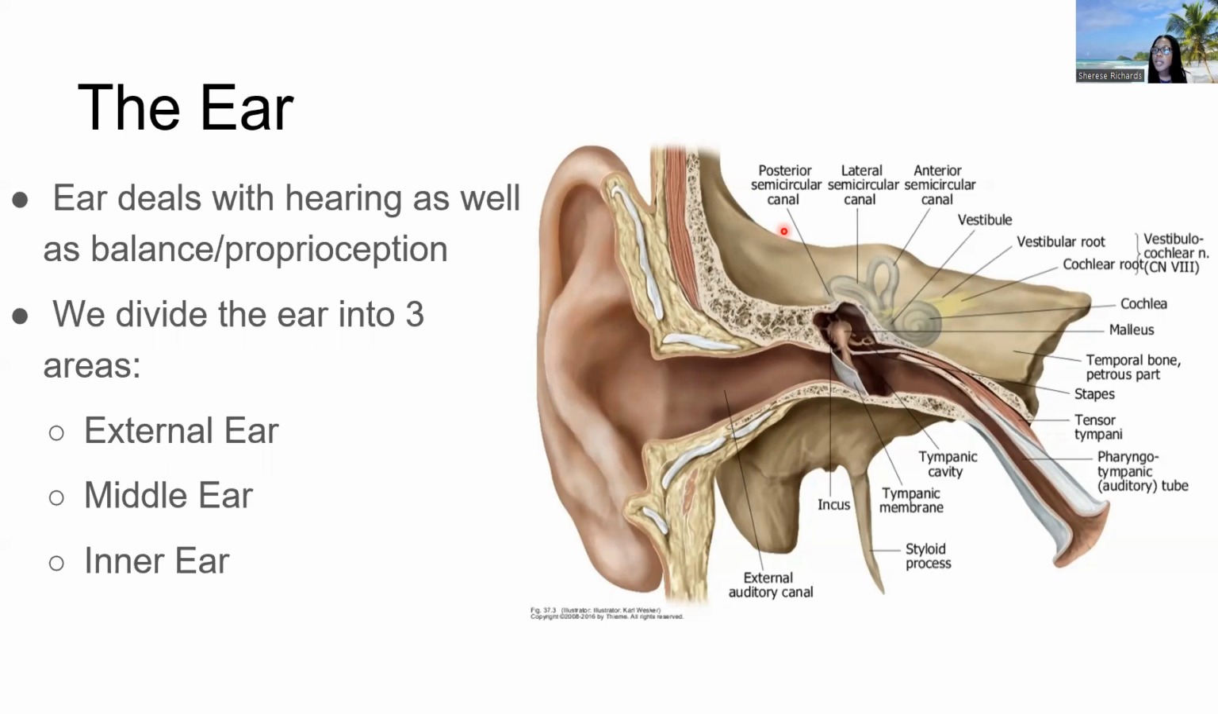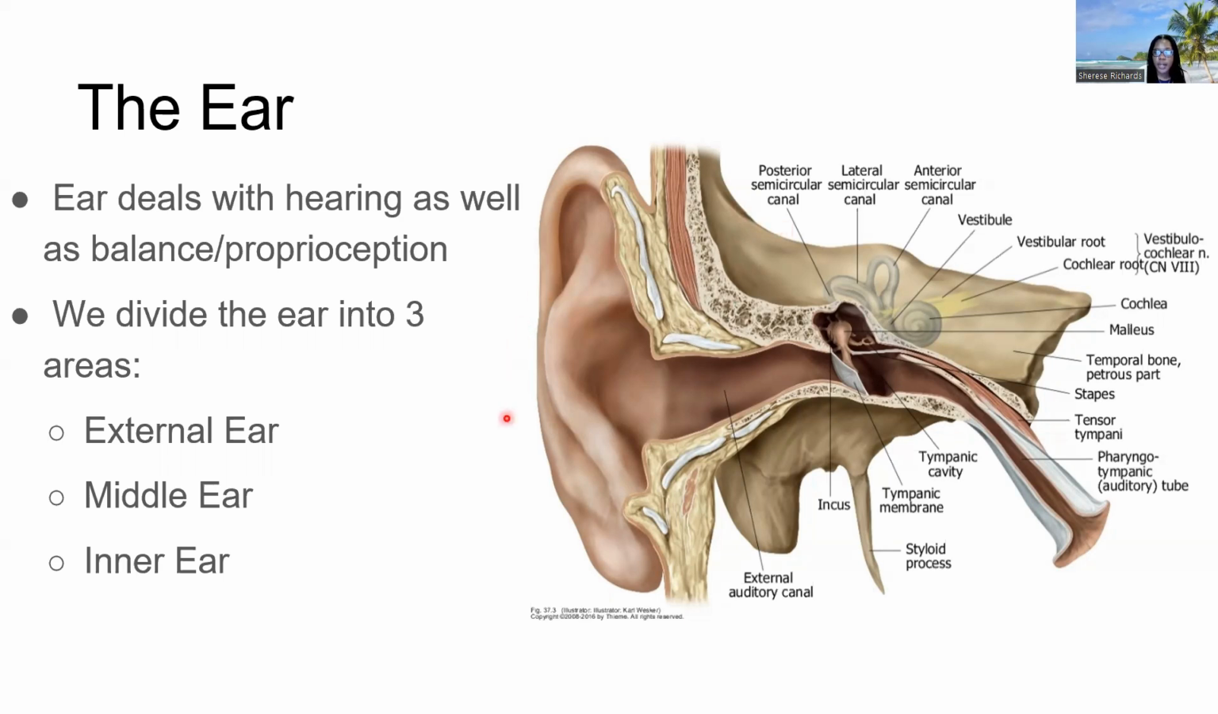The ear is another organ that helps us perceive sensation. It deals with hearing as well as balance and proprioception. So it tells us where we are in space and helps us to stay upright and provide balance. We can divide the ear into three areas.